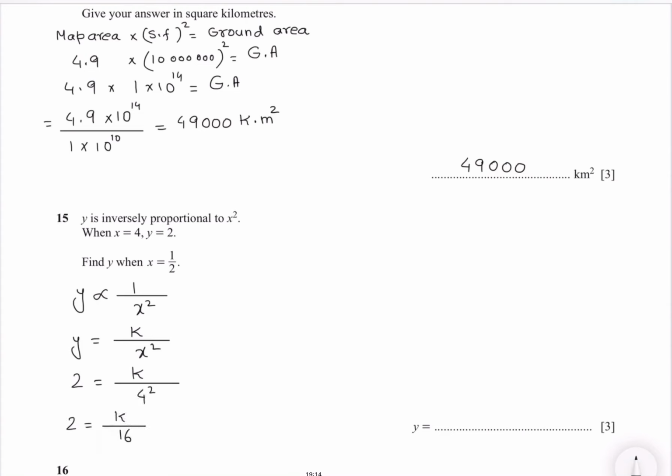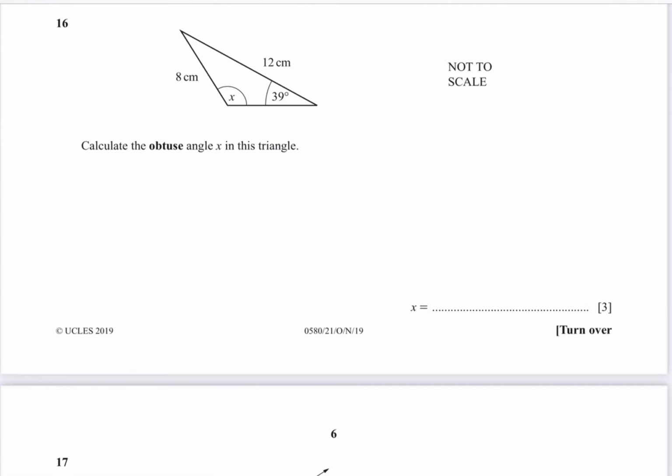So your k is 32. Place back this value of k. So the formula becomes y equals 32 over x square. Now you can find y when x is equal to 1 over 2. So place the value of 1 over 2 in x and square it and now solve it. So your value of y is 128.